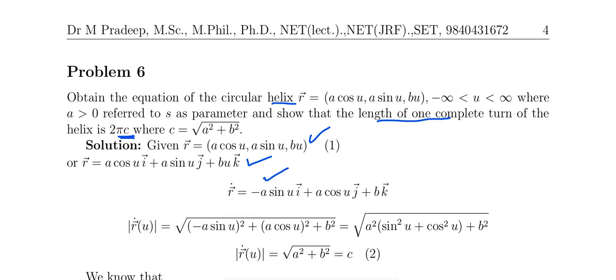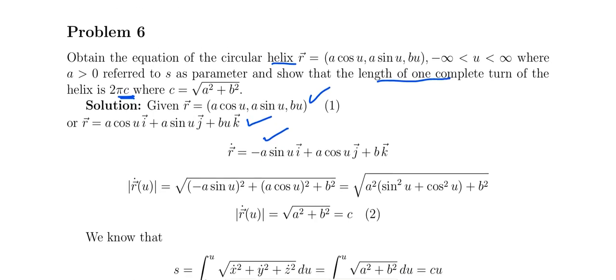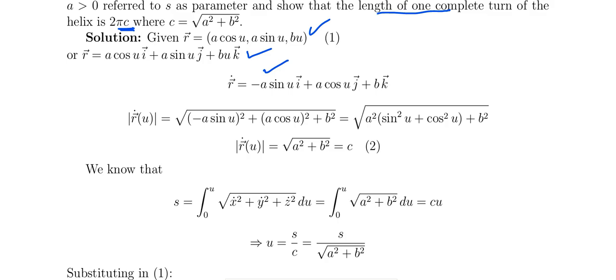Finding mod of r dot, what they have asked for is the complete arc length. So mod of r dot is the ijk coefficients, squared and added: minus a sin u whole square, a cos u whole square plus b square. Taking a square common, sin square u plus cos square u, that value is 1. So root of a square plus b square equals c. So mod of r dot u equals c.